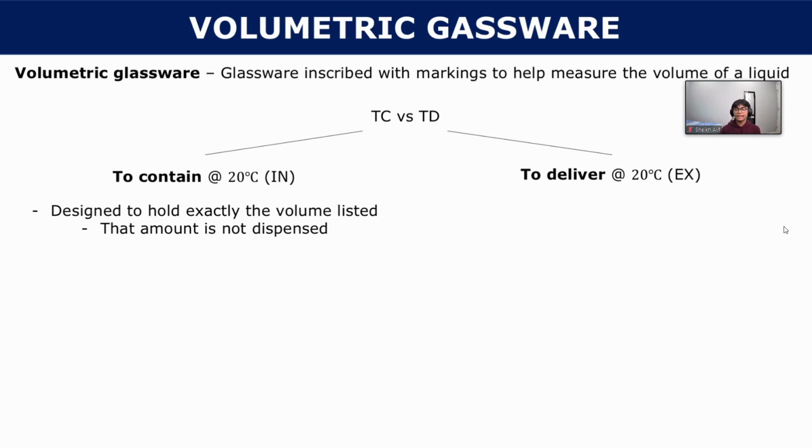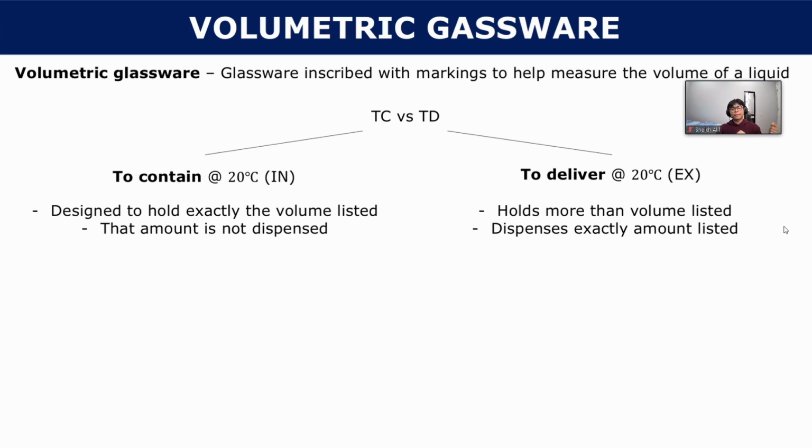Well, to contain is designed to hold exactly the amount listed. When you have a liquid in a container and you dispense that liquid, some of the liquid is going to stick to the sides of the wall. So whatever amount you contain isn't the amount that you dispense. If you were to dispense it, you would actually get less than the amount that you are containing.